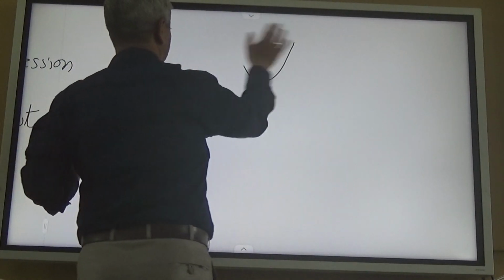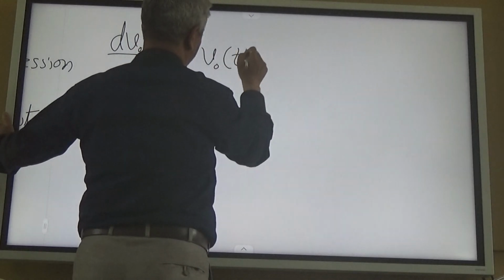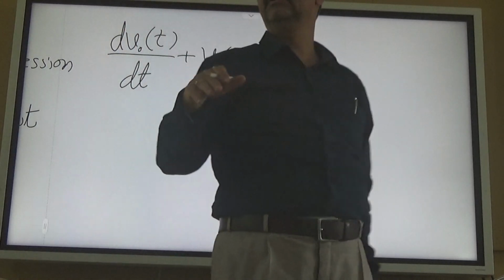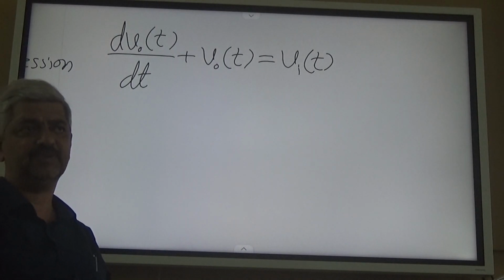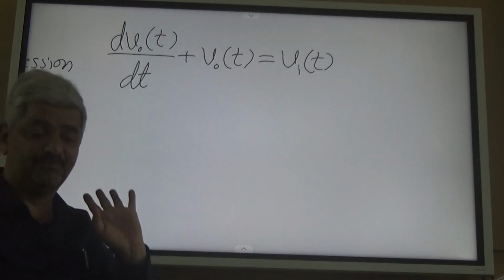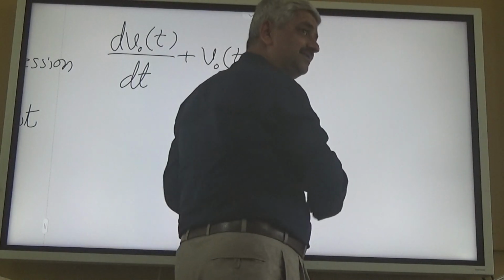Now suppose that you are working somewhere, and you are asked to go to some unknown place, an unknown system, and work there. Then nothing is known, so you have to start working from scratch. So here, what is asked to be found out? VOT. What is given? That is sine omega t.